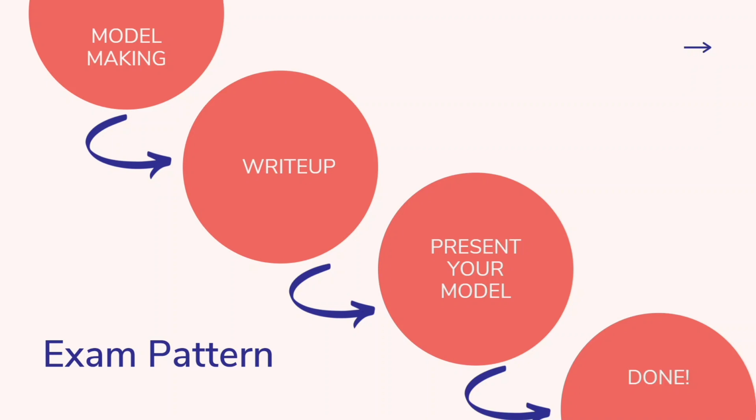So first would be model making, where you will be given a topic and you will have to prepare a 3D model based on it. Then is the write-up part, that is describing your model in some words, and then would be presenting your model. So that's 3 steps that you need to do while appearing for the NIFT Situation Test, and that's it, you are done with the exam.